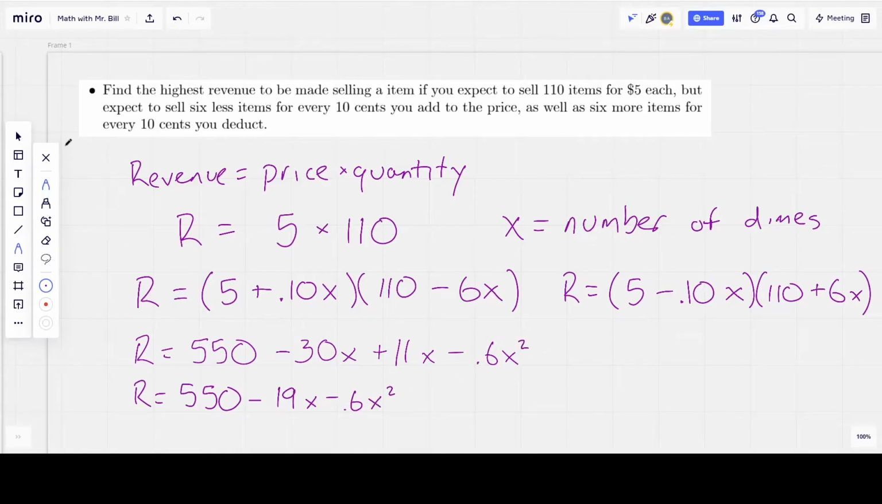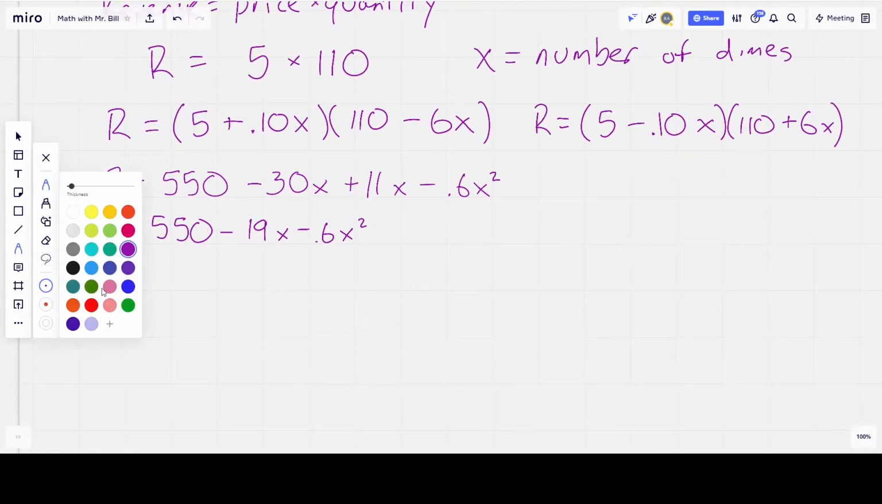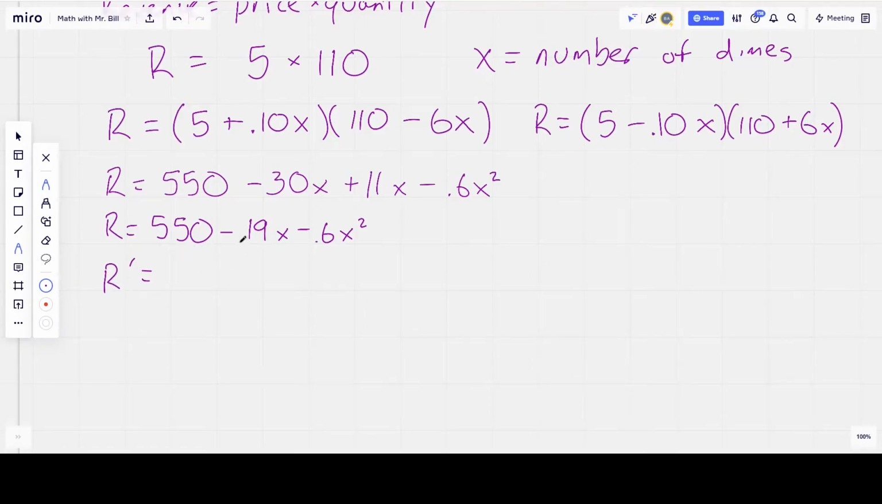Okay. So if we take the derivative of this now, we get R prime, which is equal to 550, which goes away because it's a constant, negative 19 minus 1.2x. And if we set that equal to 0, the x value that we'll get will end up being negative. So that doesn't make a whole lot of sense to our problem since we can't sell negative items. So let's take a look at the other equation and see what that gives us.